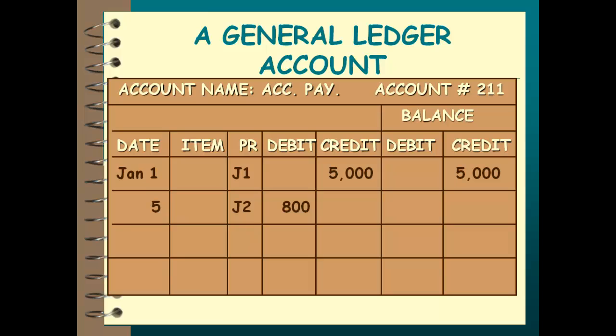I had a credit balance and I make a debit entry. Same side or opposite side? Opposite. So we're going to subtract. My balance is $4,200. It's still a credit. Why? Because the $5,000 credit's bigger than that $800 debit.